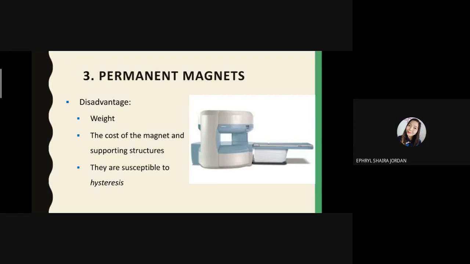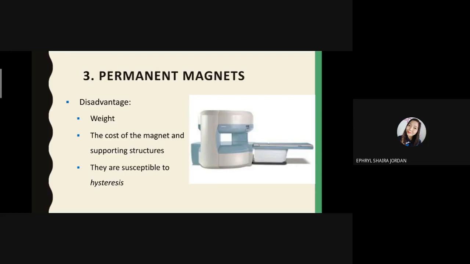So, as time goes by, ang magnetic field ng permanent magnet, nagababa yan siya or nag-weaken. So, this is what you call hysteresis. So, permanent magnets are commonly used now for low-cost systems. So, yung ibang hospitals na need talaga ang MRI but could not afford the high-end types, so usually ito ang kanilang gina-acquire. Kasi nga low maintenance siya and it is less expensive than the other types.